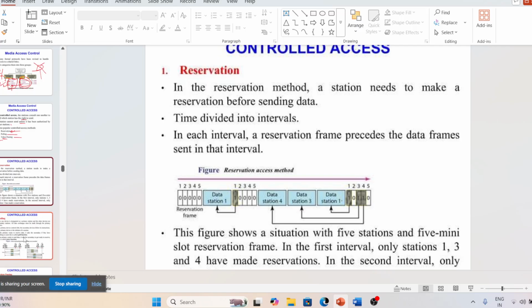First is reservation. In this, whoever wants to send data first needs to reserve. Then he is going to transmit the data in the slot, whichever slot he got. तो जब स्लॉट मिलेगा, जो आपको इंटरवल मिलेगा, उसी में आपको डेटा को ट्रांसमिट करना है. Otherwise you are not going to transmit the data.